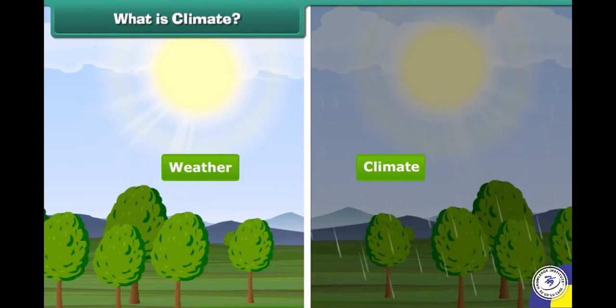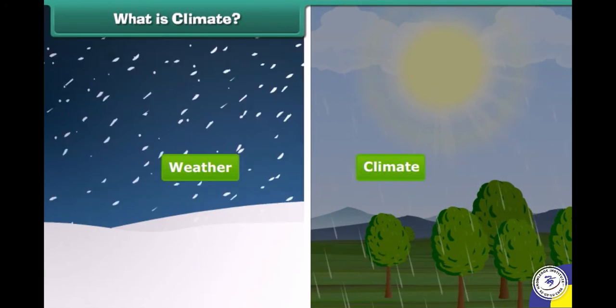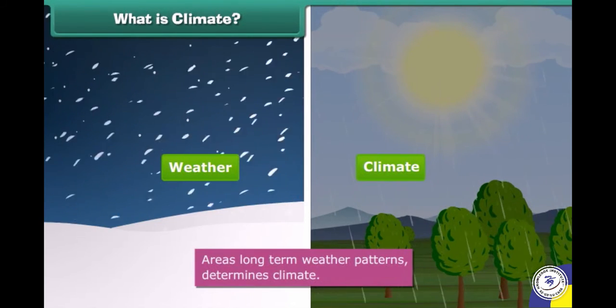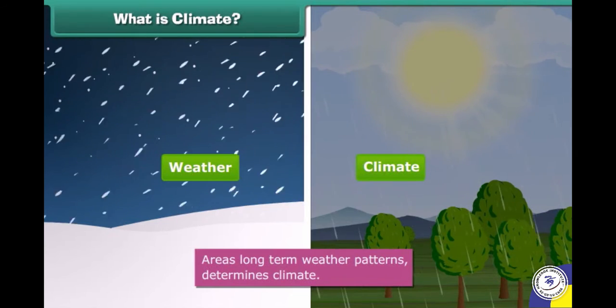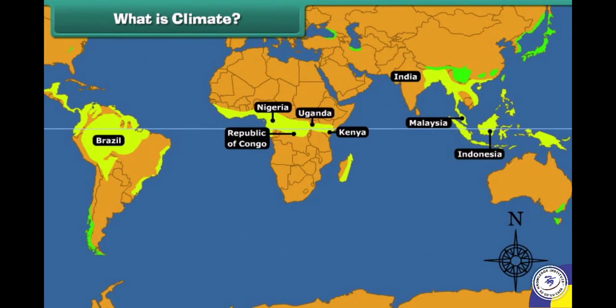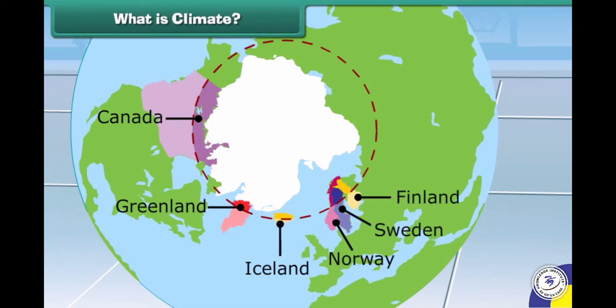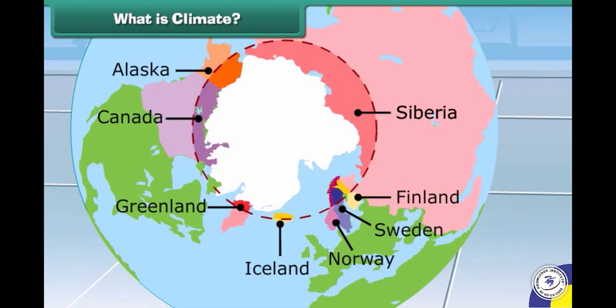Are weather and climate the same? No. An area's long-term weather patterns determine its climate. For example, areas near the equator have a warm climate, and the areas near the poles have a much colder climate. So children, now you can easily differentiate weather from climate.